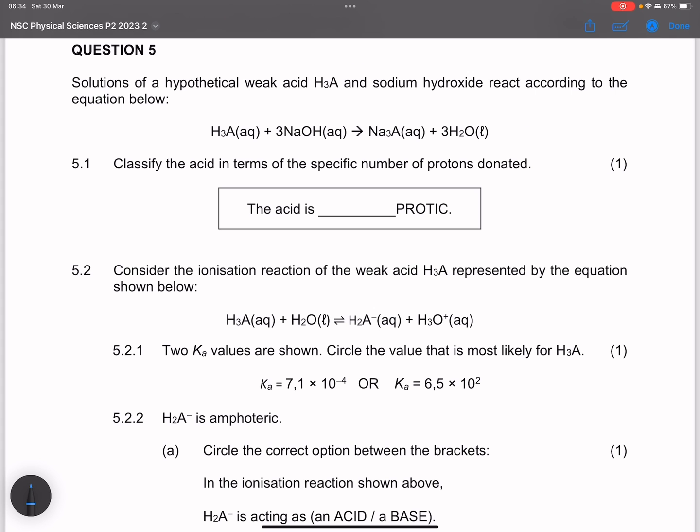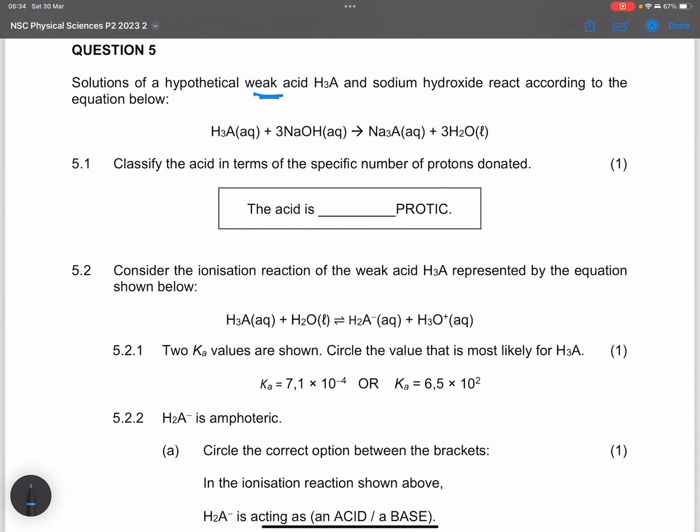So we start with question 5. All right, let's go right on ahead. They say we've got a solution of a hypothetical weak acid. So it is very important to note that our acid is weak. And they say the acid and sodium hydroxide react. Remember that sodium hydroxide is a strong base. So in this case, we're given the reaction between the two.